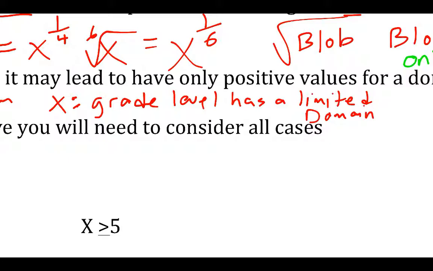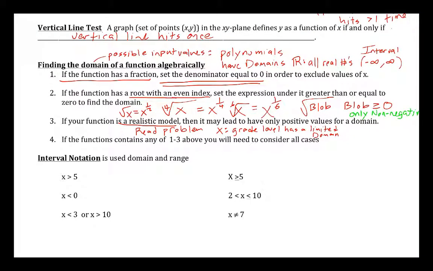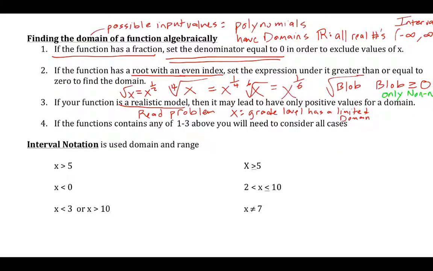All right. And the same thing, there's a limit in the end too on the possible scores, the output. If you contain any one of the 3 above, you will need to consider all cases. So we're just talking about the idea that we have these limitations, they're either mathematical or contextual.